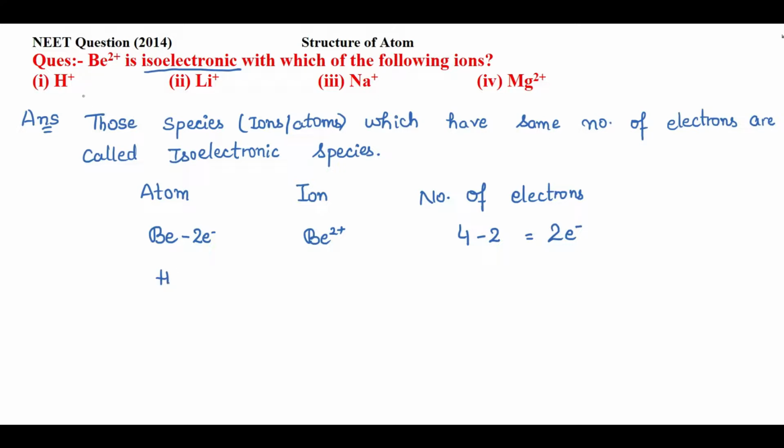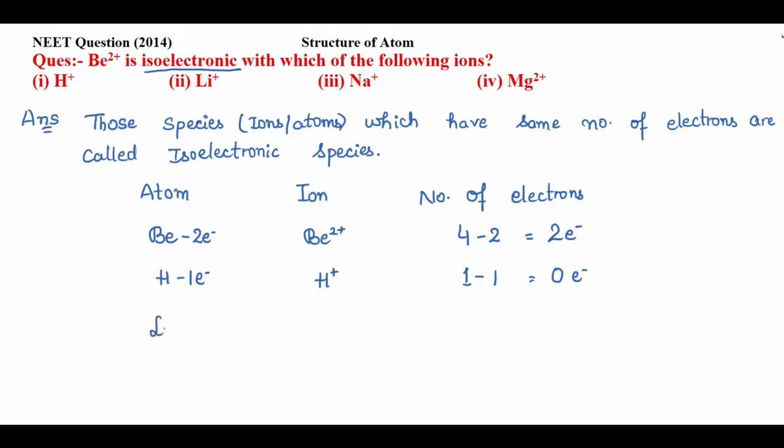So first, H positive, right? If I'll subtract 1 electron from hydrogen atom, it will form H positive, right? Number of electrons in hydrogen atom equal to 1, minus there is 1 positive charge. This atom loses 1 electron. So I'll subtract 1 from this, right? So 1 minus 1 equal to 0 electron.